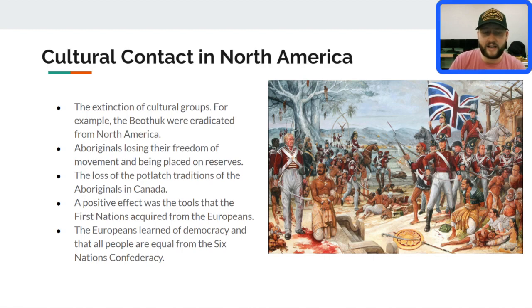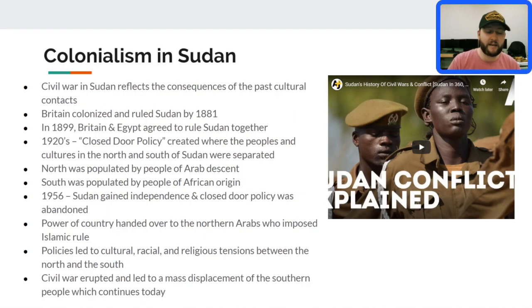It also had a positive effect, and that was the tools that the First Nations acquired from the Europeans. It did help them advance their culture and their society in certain ways. They were able to build more effectively. They started building houses and homes and those types of things. And the Europeans learned of democracy and that all people from the Six Nations Confederacy are equal, and that idea of equality began taking place. That's how the native populations were operating, not necessarily how the Europeans were doing things at that time.